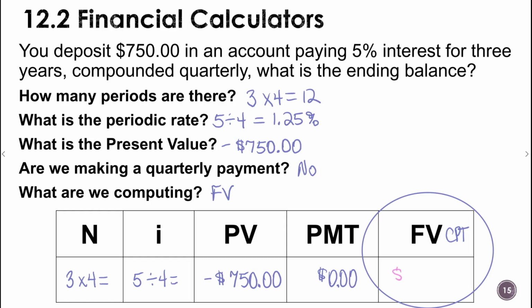So when you press compute future value, remember on your calculator, press the compute key and then press the future value key, you get 870.57. And so that's what would happen for this account in 3 years. We would go from $750 to $870, and that accounts for all that interest that you earn.